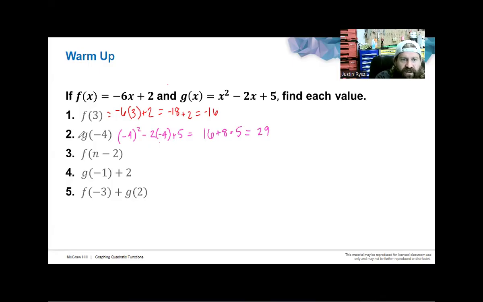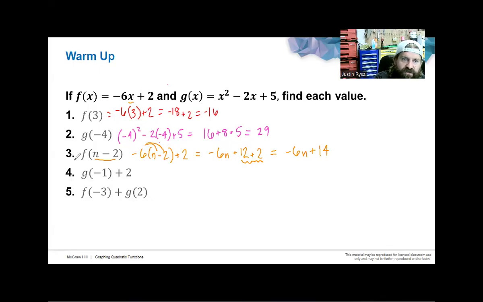All right, next, what is f of n minus 2? Well, what's n? I don't know. No, we can still figure this out. Remember, we're just going to replace the x with the n minus 2. So we get negative 6 times n minus 2 plus 2. We can distribute that, and we get negative 6n plus 12 plus 2. And then we can combine like terms. There's no other n's, so we just have negative 6n. But we can combine the 12 and 2 together, make it 14.